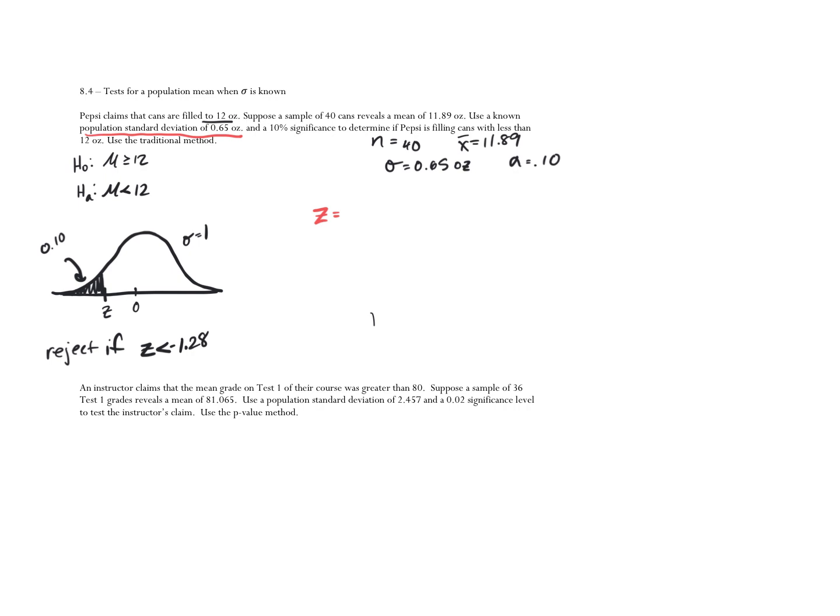Okay? All right. What should I put for the mean of my null hypothesis? 12. My standard deviation, I'm going to put 0.65. I'm going to highlight summary stats at the top, sorry. My X bar, I'm going to put the X bar. My sample size was 40.